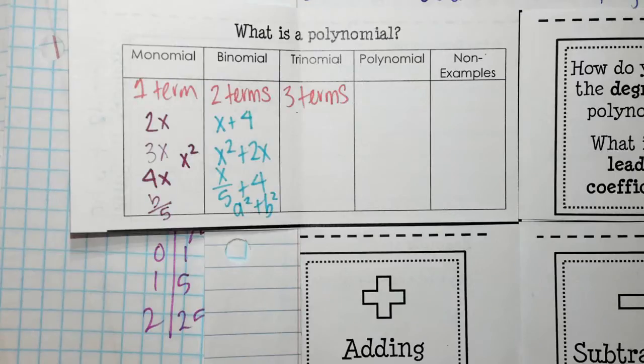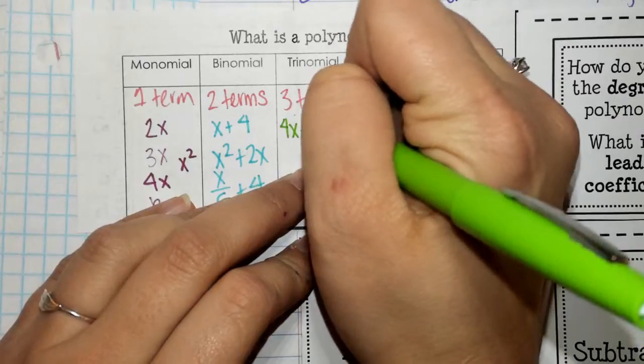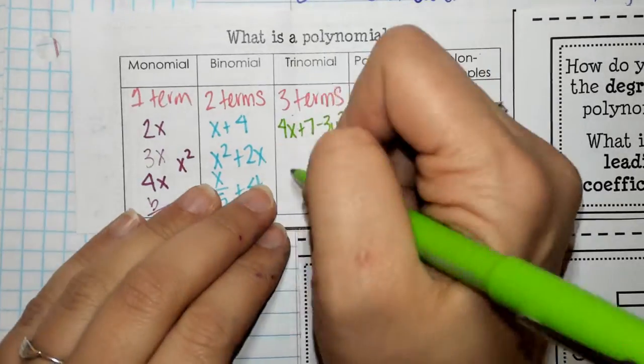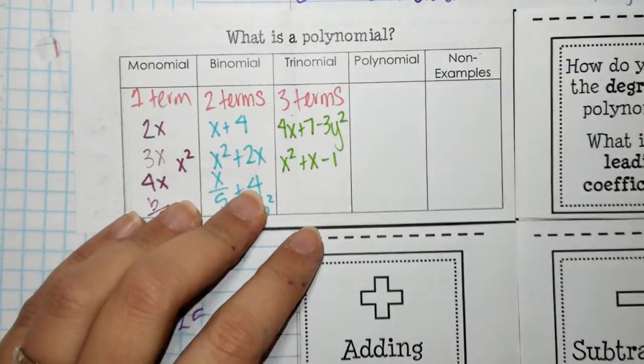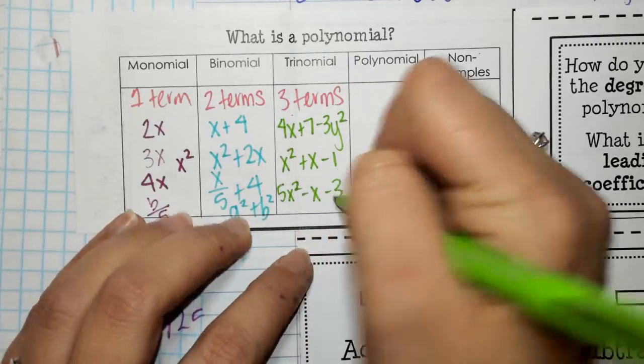4x plus 7 minus something. 4x plus 7 minus 3y to the second power. 4x plus 7 minus 3y squared. Take a point for your team. You could also say x squared plus x minus 1. You could say 5x squared minus x minus 3.